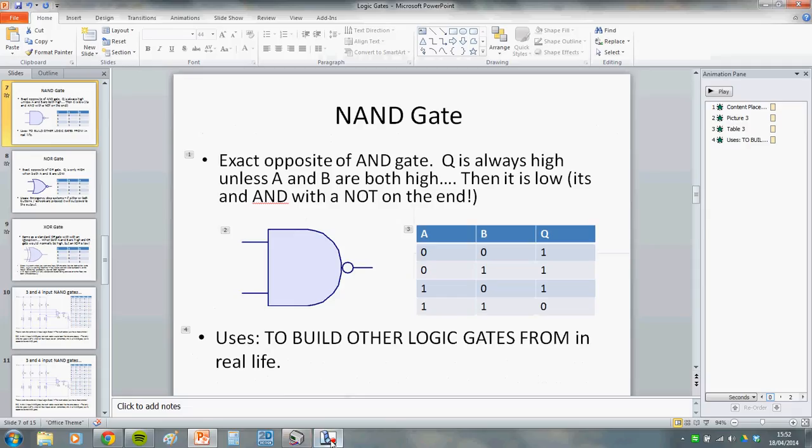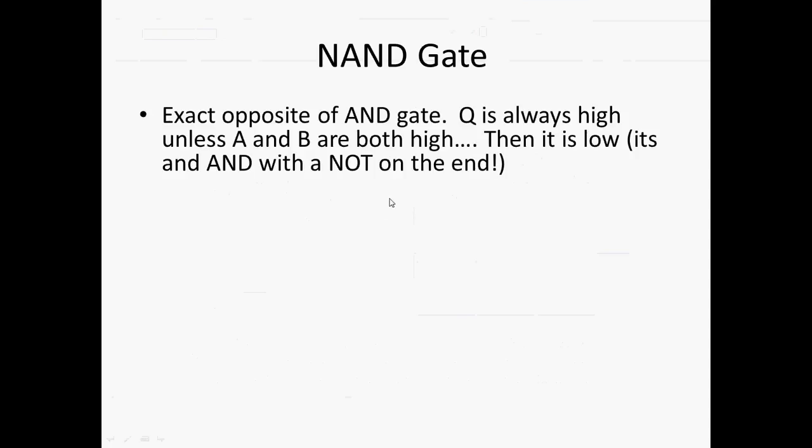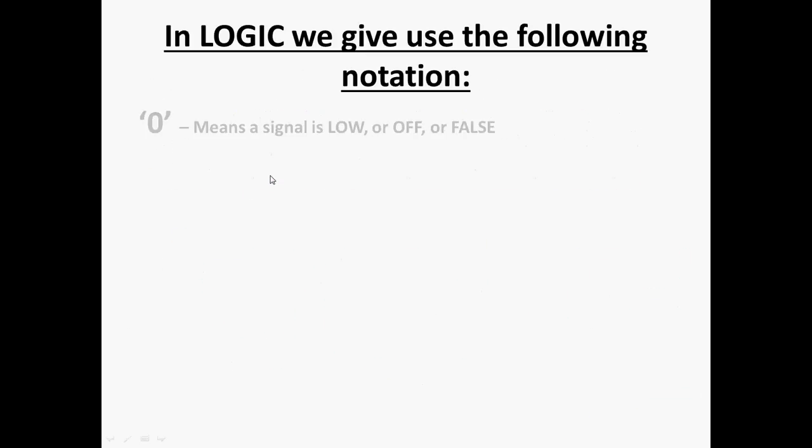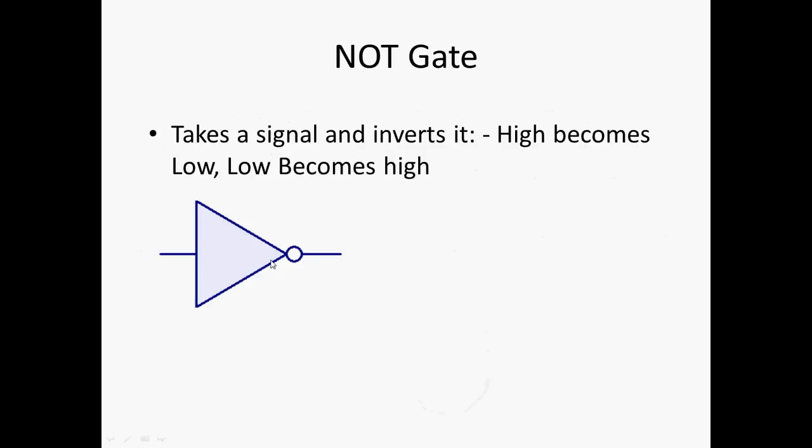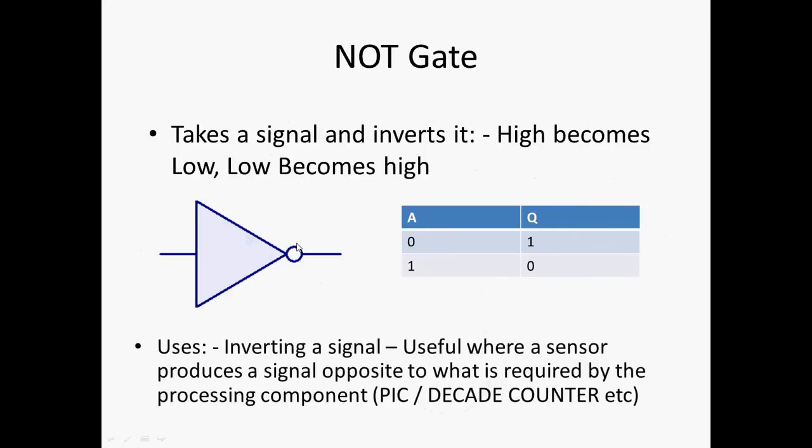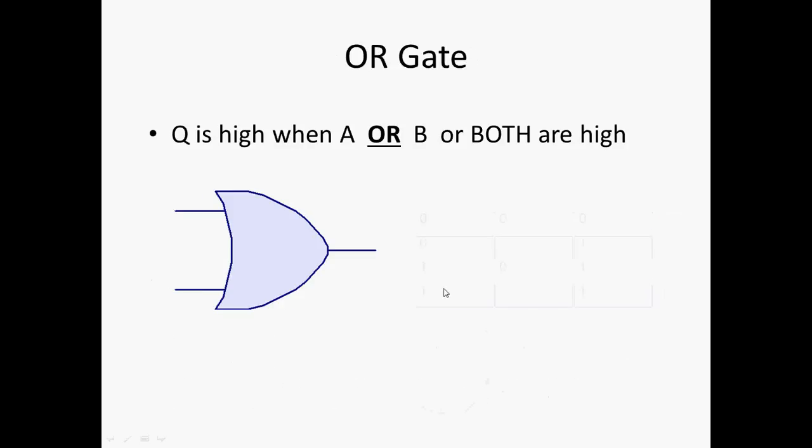Right, this is where it gets a little bit more complicated. You've got NAND gates now. Now, there's nothing very hard to remember about them. All they actually are is a NOT gate stuck on the end of an AND. You put a NOT and an AND together and you get NAND. That's where the name comes from.